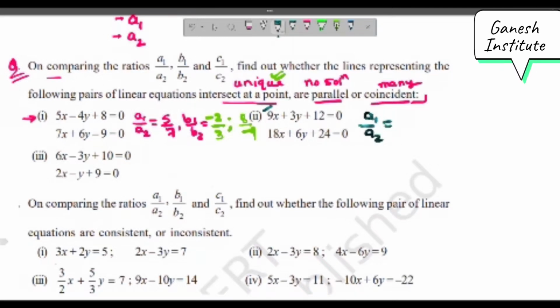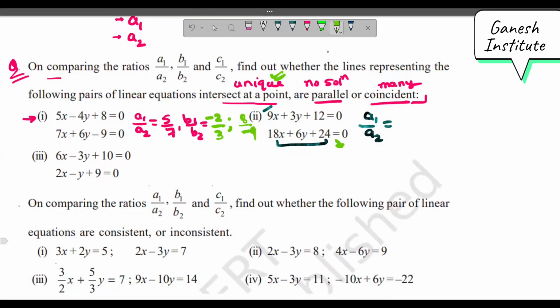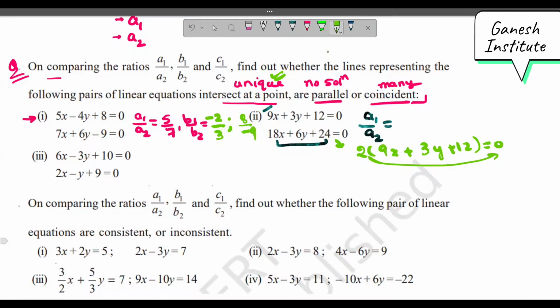Oh, that's perfect. So you can take out a common factor. All of the numbers are multiples. If you take out the common factor, two threes are, two ones are, two twos are, and then you take this two to the right-hand side, it will give you zero only, which is the same as the first one. So which case is it? It is coincident, I believe. Yeah. What about the third one?